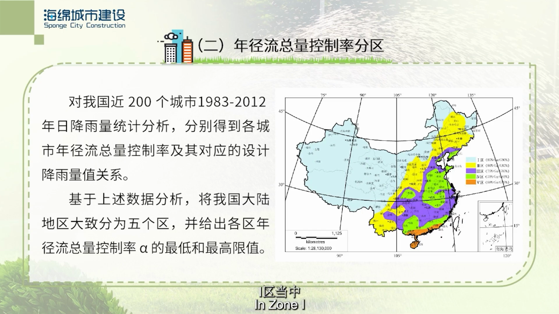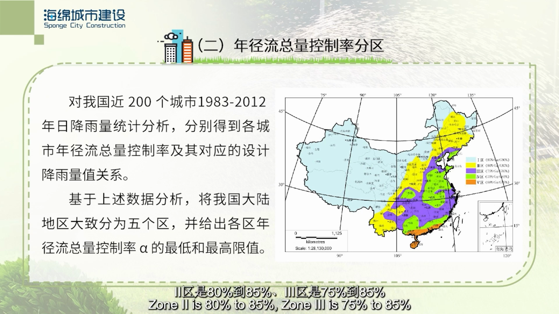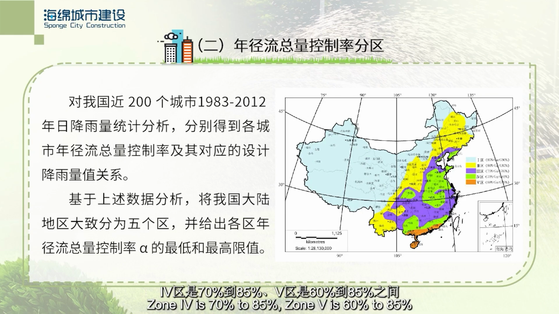In Zone 1, the annual total runoff control rate ranges from 85% to 90%. Zone 2 is 80% to 85%. Zone 3 is 80% to 85%. Zone 4 is 70% to 85%. Zone 5 is 60% to 85%.